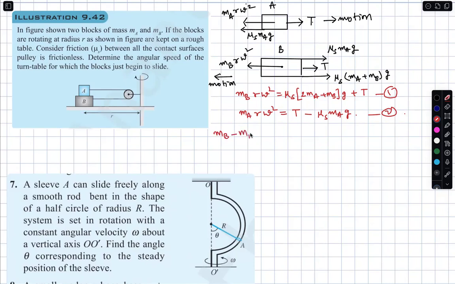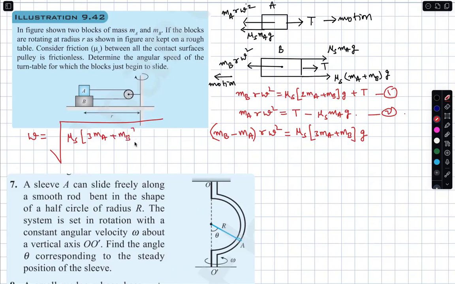(MB minus MA) times R omega square is mu S times (3MA plus MB) g. Boys and girls, finally I have omega. So therefore, omega is under root mu S (3MA plus MB) g divided by R times (MB minus MA).